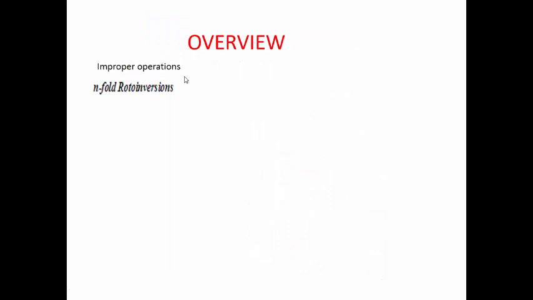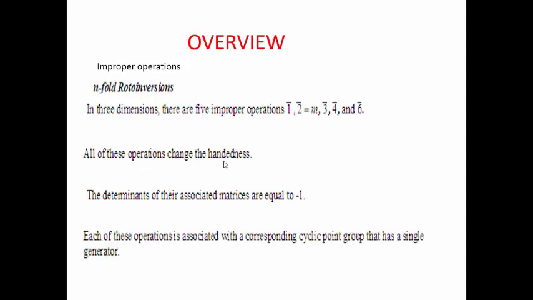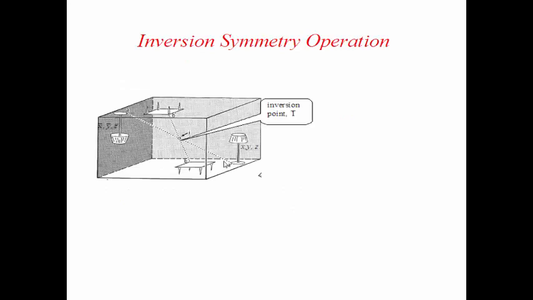An overview now: the improper operations are going to be the n-fold roto-inversions. In 3 dimensions, there are 5 improper operations: 1 bar, 2 bar, which we're going to see is equal to m, 3 bar, 4 bar, and 6 bar. All of these operations change handedness, and the determinants of the associated matrices are going to be equal to minus 1. Each of the operations is associated with a corresponding cyclic point group that has a single generator.